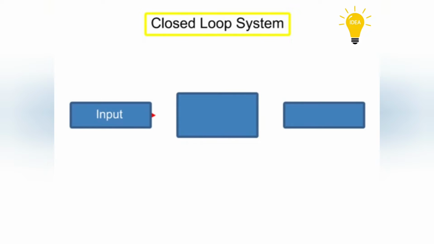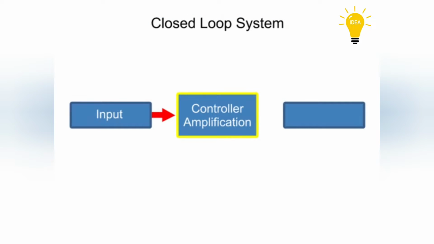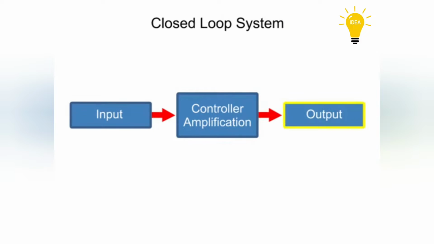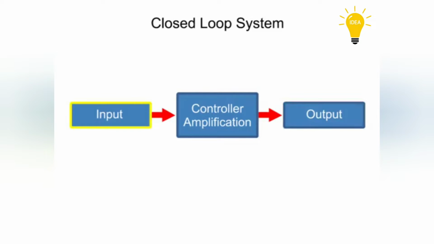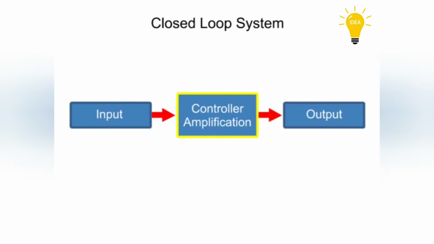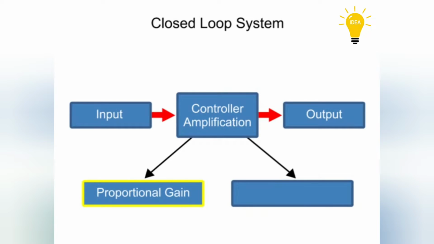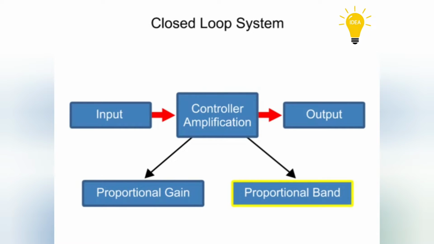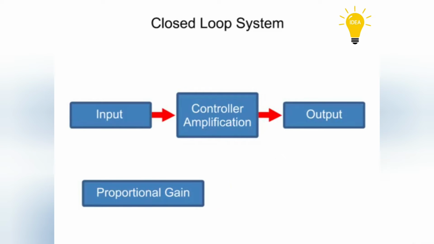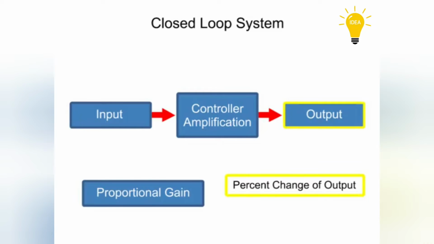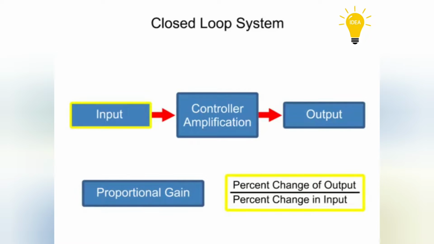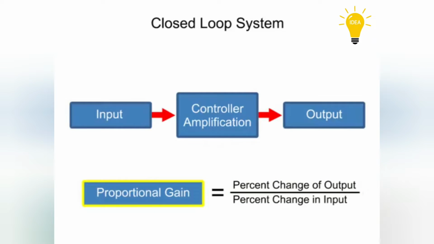In a closed-loop system, a controller is used to amplify the amount of output change in proportion to the change that occurs at the input. Controllers provide amplification using one of two modes of proportional functions: proportional gain and proportional band. The ratio of the change in output to the change in input is defined as proportional gain.